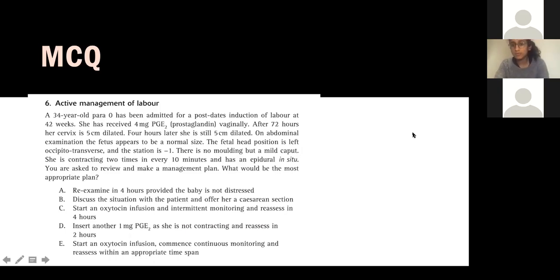And there is a maximum dose, you're right. There is a maximum dose of prostaglandins that you can give. I'm not sure exactly what it is, and it varies between trusts. But because you've already given the prostaglandin and she has dilated after it, what you would try next is an oxytocin infusion. So the answer is E in this case.